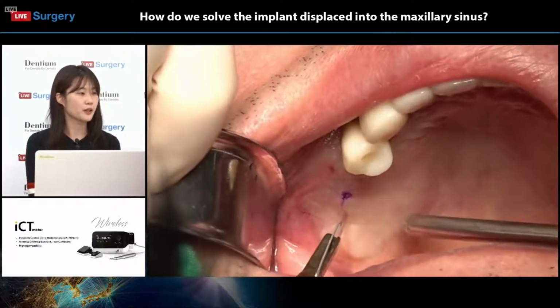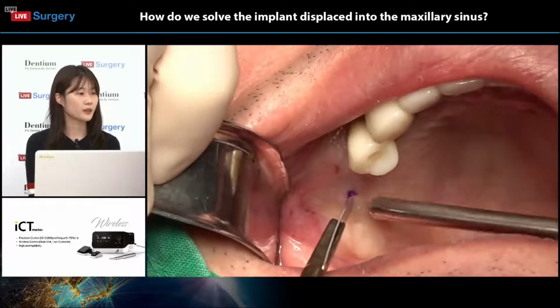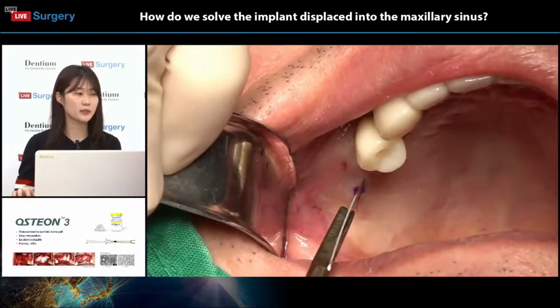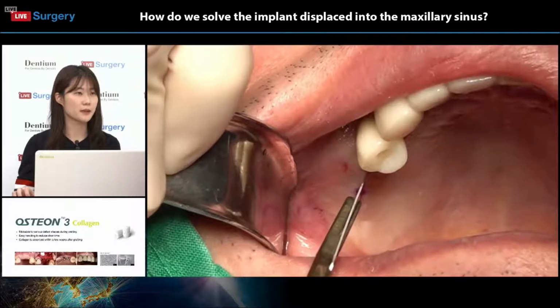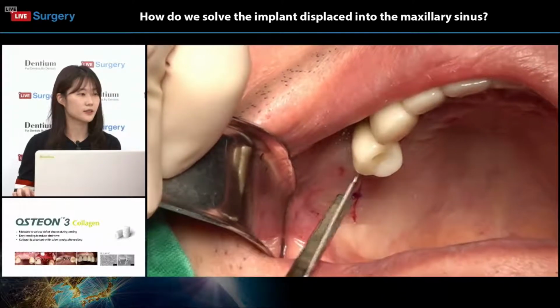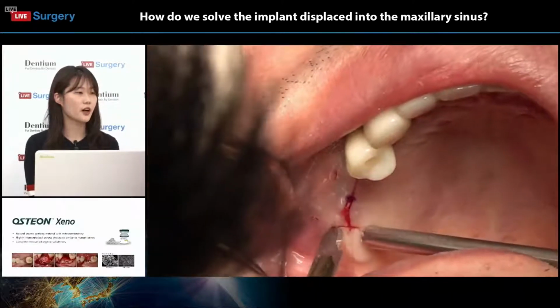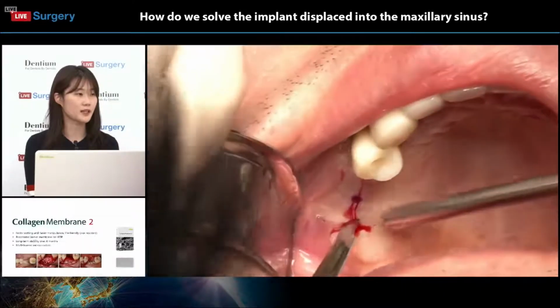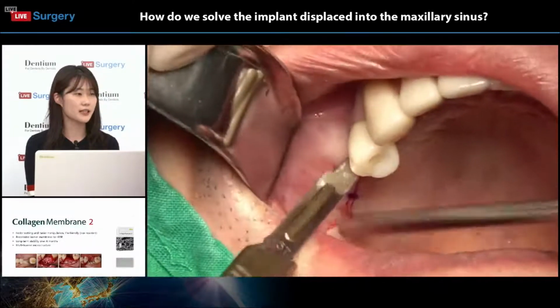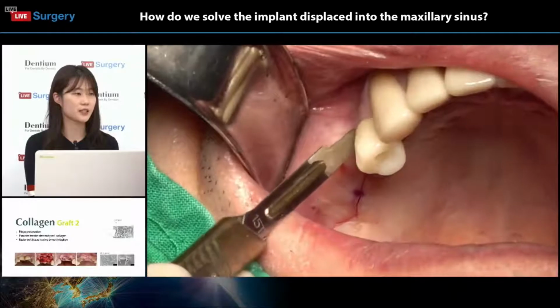Through those drilling holes, the planned location of the fixture is being marked. After removing the surgical guide from the intraoral space, the surgeon checks the marks and then starts making the crestal incision.